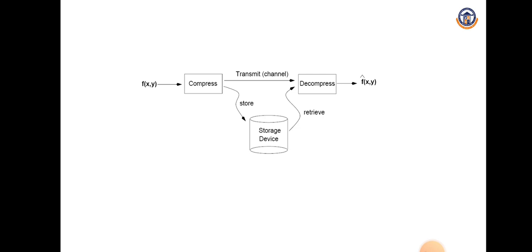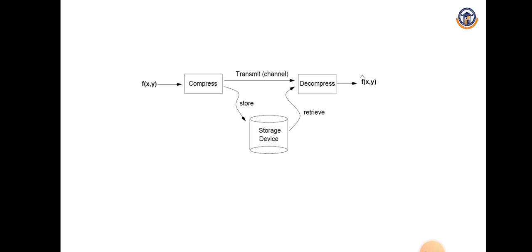What is the objective? The objective of image compression is to reduce irrelevance and redundancy of the image data in order to be able to store or transmit data in an efficient form. First of all, we have to know what is meant by irrelevance and redundancy. Irrelevant means the information which is not relevant to our objective. So those are irrelevant data. In order to avoid the irrelevant data, we use a compression algorithm.